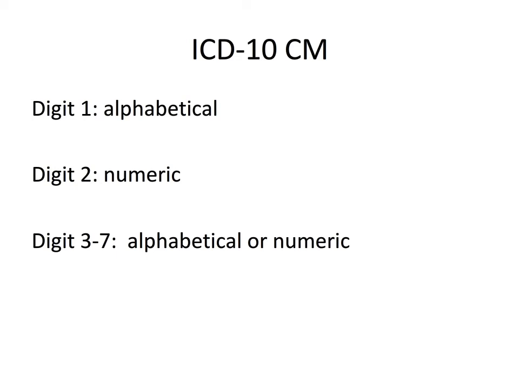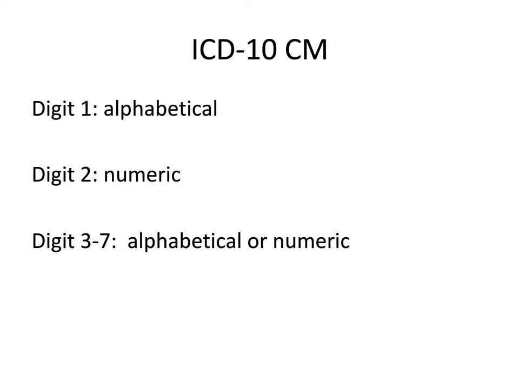So with ICD-10, the first character is going to be alphabetical. It's going to be a letter, and the letter is roughly going to correspond to an organ system. For instance, endocrine is E. That's a nice one because E is E. But then I believe I is cardiovascular, and I don't know why I is cardiovascular, but it is.